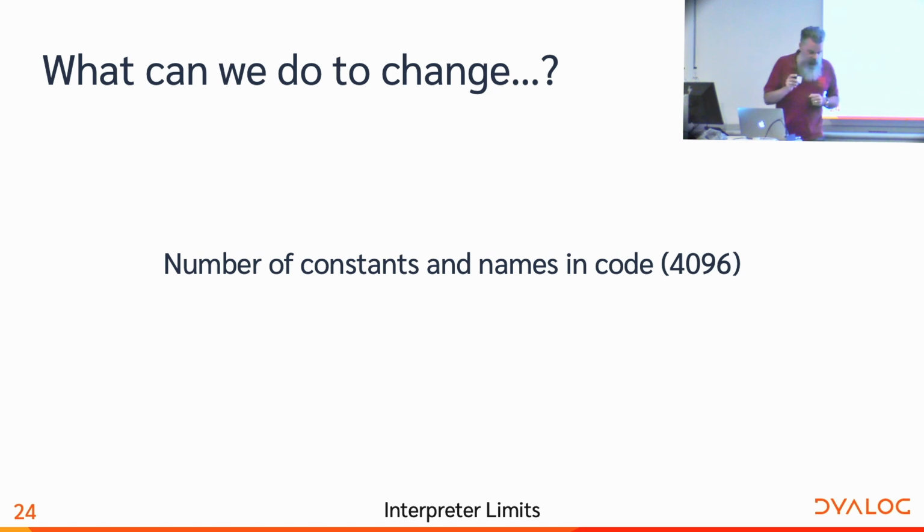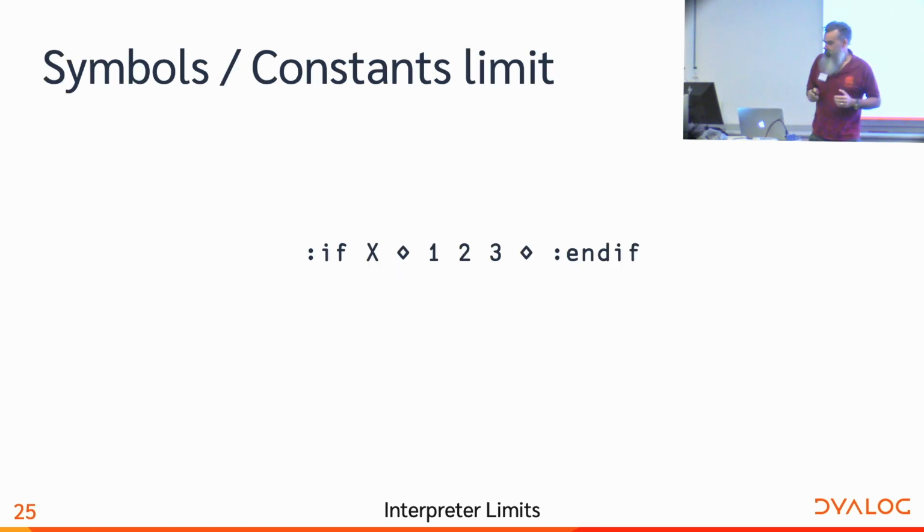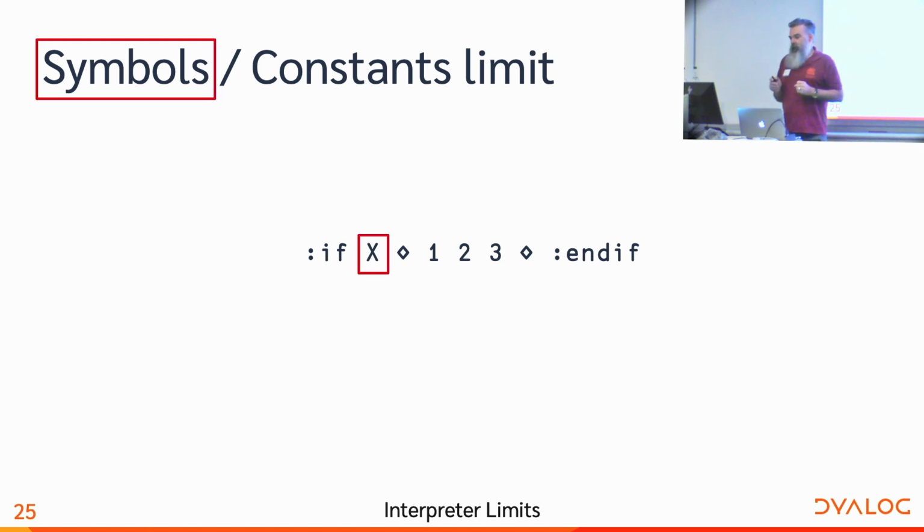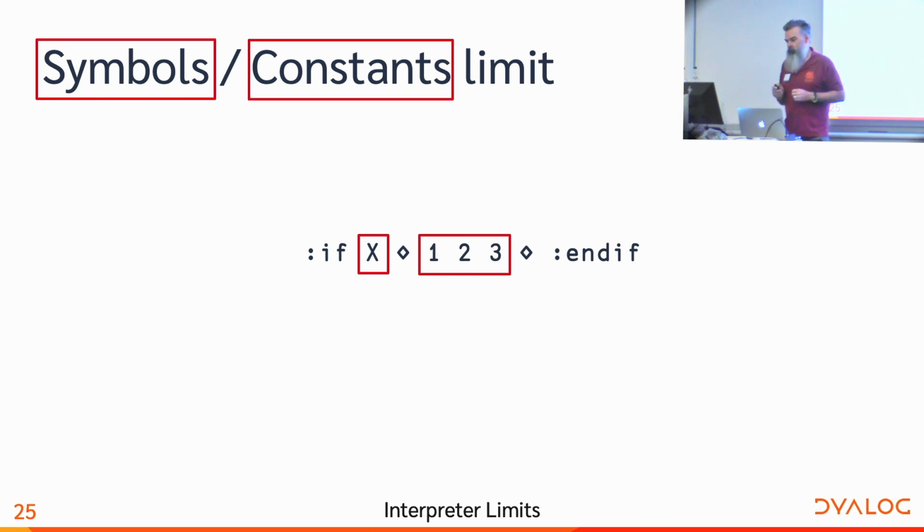So the next problem I want to talk about is the one that generated the limit error with the variance on quad effects. And this is something that comes a little bit more to the fore when we start talking about array notation. And this is the limit of the number of constants and names that one can have in a function. Let's consider this line of code. X is a reference to a symbol, and this entire simple array is a reference to a single constant. That's the vocabulary I'm using here.